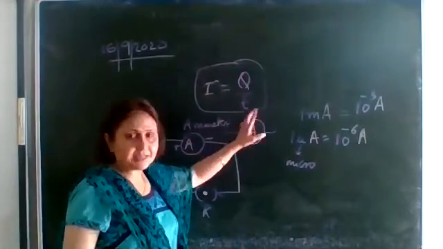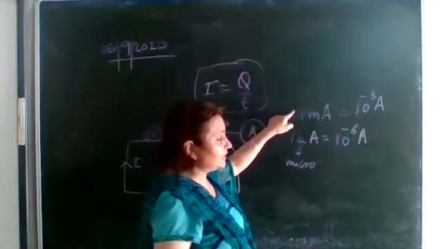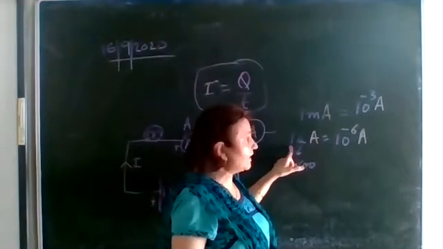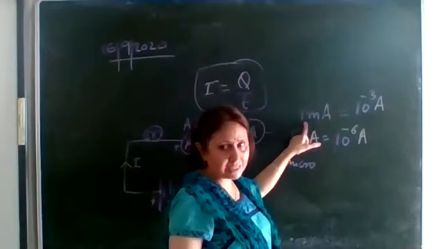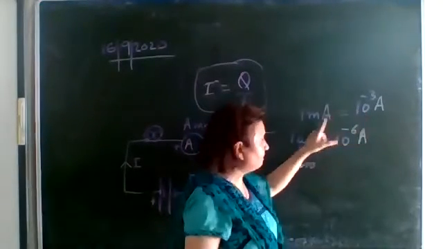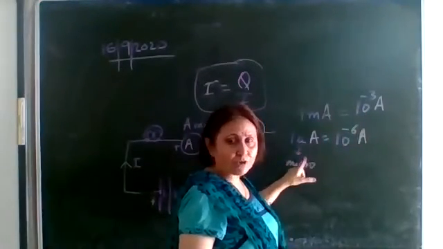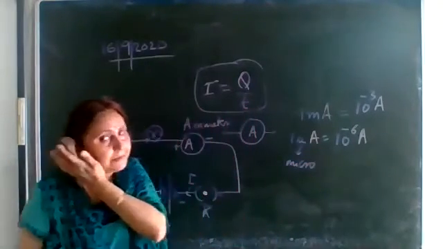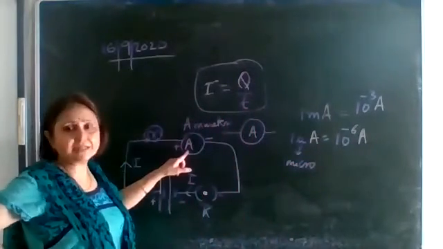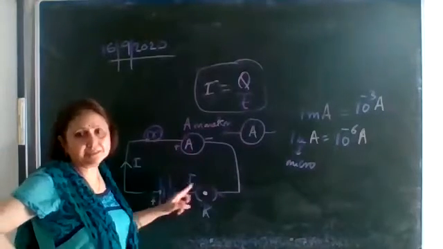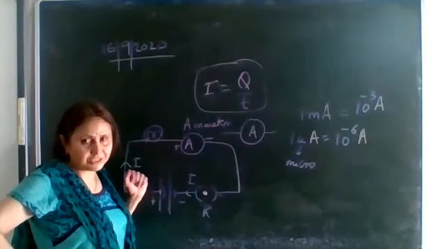The SI unit of current is ampere, but if the current is very small in the circuit, then we have to use smaller units like milliampere. 1 milliampere is equal to 10 raised to minus 3 amperes. For much smaller current, microampere, which is equal to 10 raised to minus 6 ampere. Then the current is measured by a device called the ammeter. And how is the ammeter connected in the circuit? Is it connected in series?